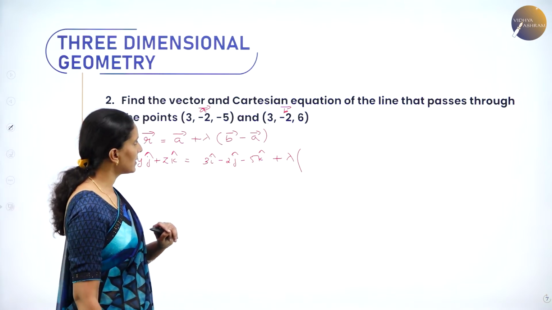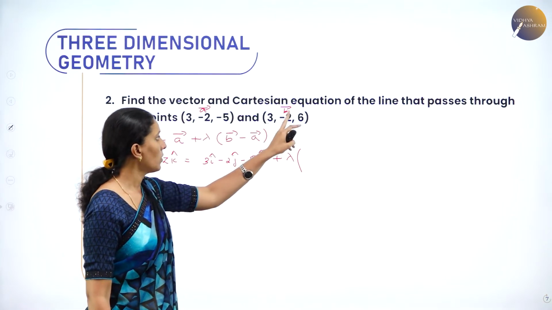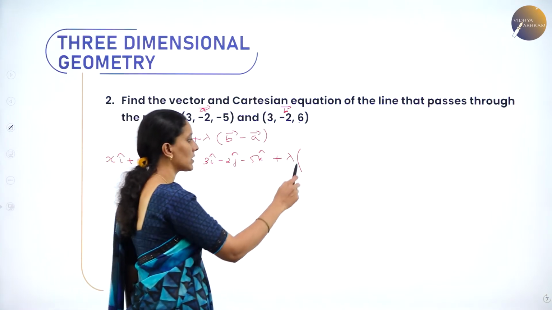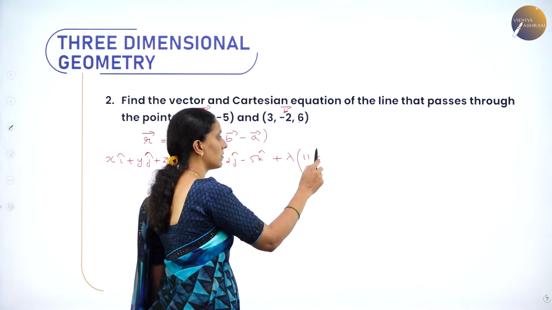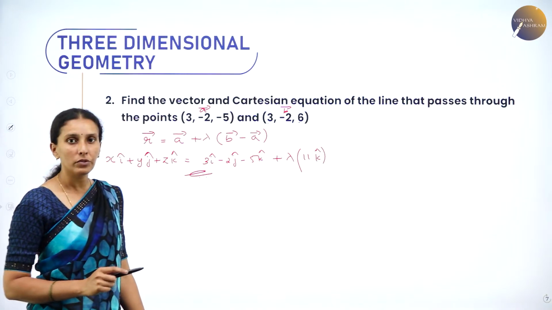3 minus 3 is 0. Minus 2, minus of minus 2 becomes plus 2, 0. 6 minus of minus 5, which becomes 6 plus 5, that is equal to 11k. So this is the vector form of the equation.